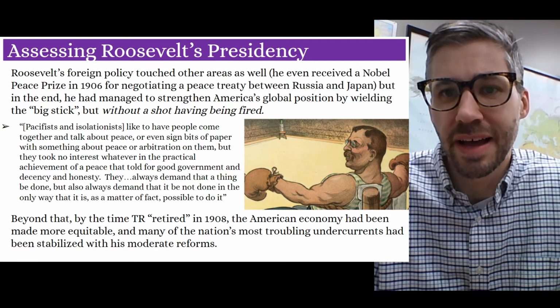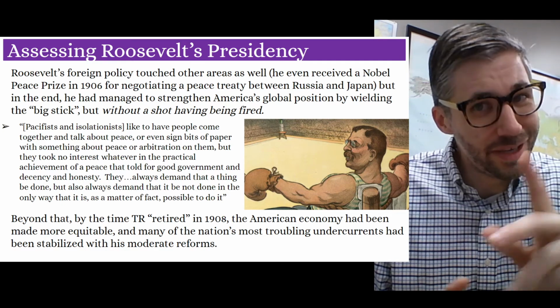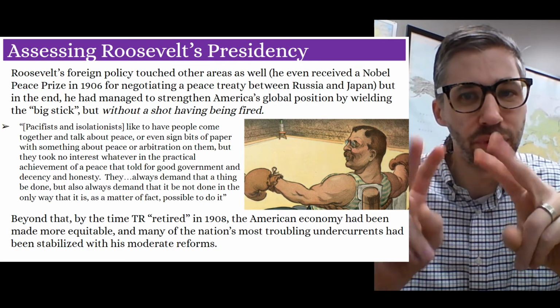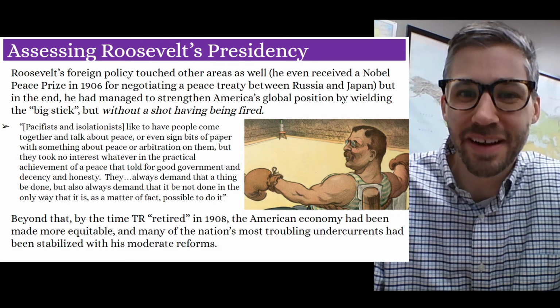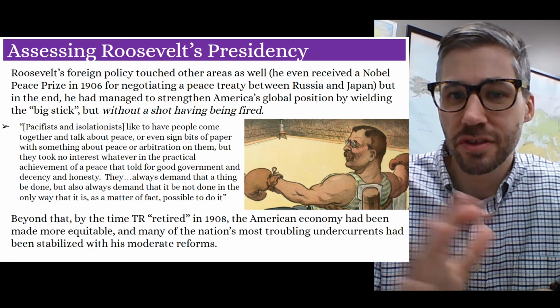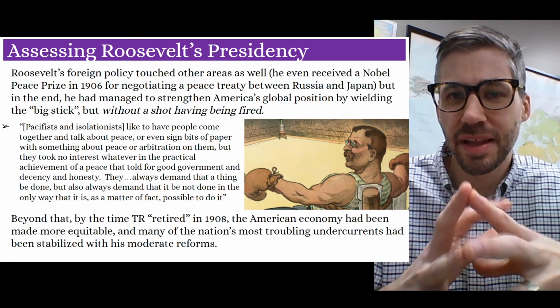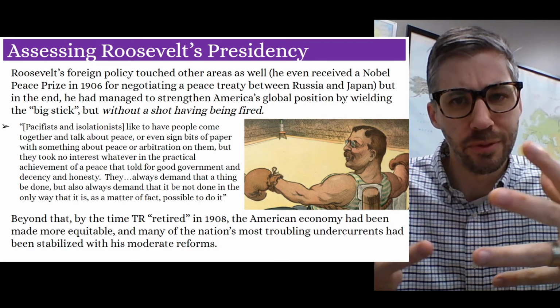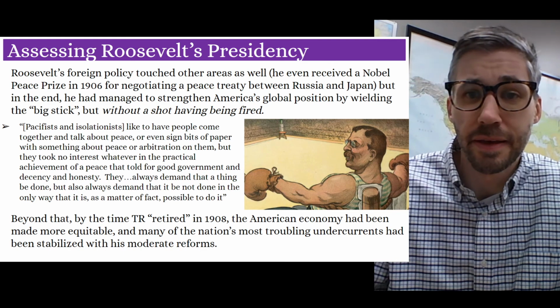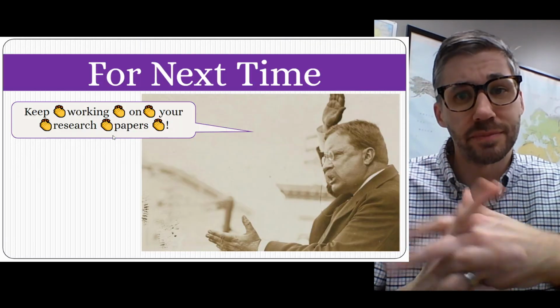By the time he retires in 1908, and we'll get into that because he's going to try and unretire, and that's kind of a mess. But by the time he retires, Brett Favre style, the American economy had been made more equitable, which we learned about last lesson. Many of the nation's most troubling undercurrents had been stabilized, and the U.S.'s position in the world has been escalated, has been made more prominent. So that's our lesson, all right, on TR.